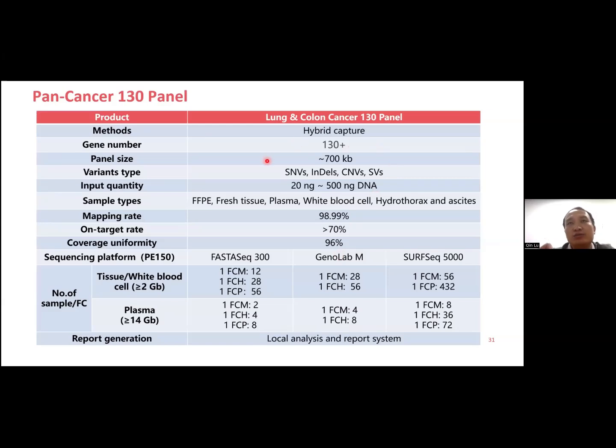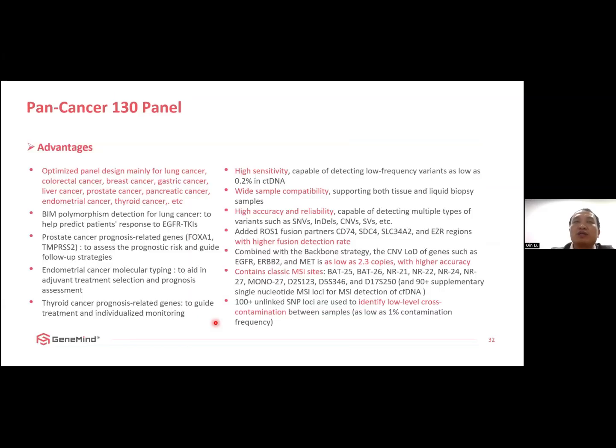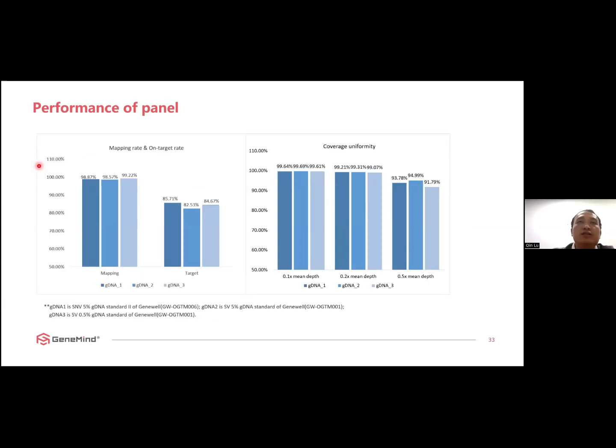And we have a new panel with a size of 700 KB, and we have different numbers of samples supported by different platforms. Also, these panels could be analyzed locally, and the reports could be generated automatically. All solid cancers are supported by this panel. And here's the performance of the panel. We could see that the mapping rate, on-target rate, and coverage uniformity are very good.